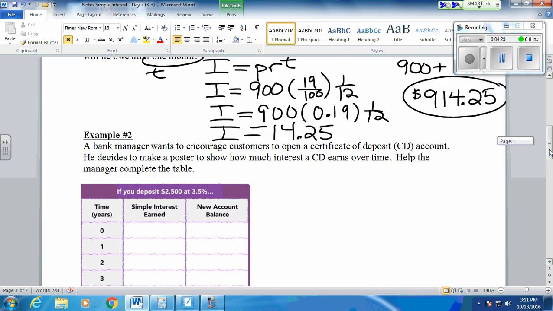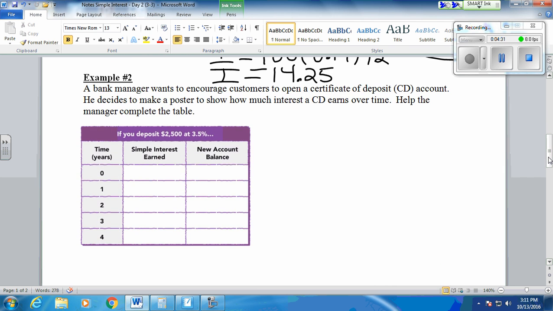In example number 2, it says that a bank manager wants to encourage customers to open a certificate of deposit, which is called a CD, account. He decides to make a poster to show how much interest a CD earns over time, help the manager complete the table. They're saying if you deposit $2,500, that is your principal, the 3 5/10% is your rate, and then all of our times are located right here. So I set up my formula.